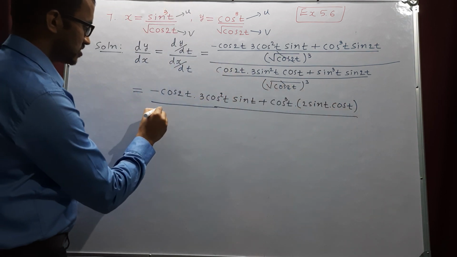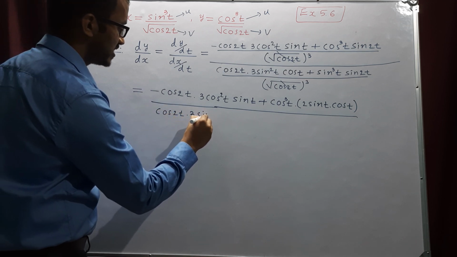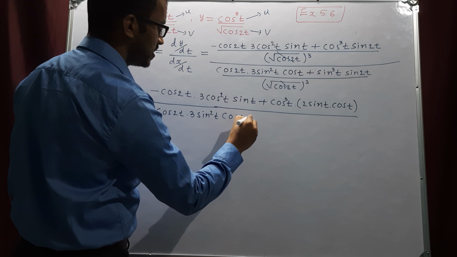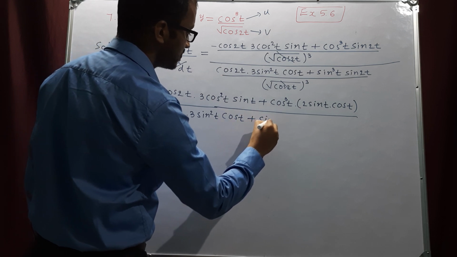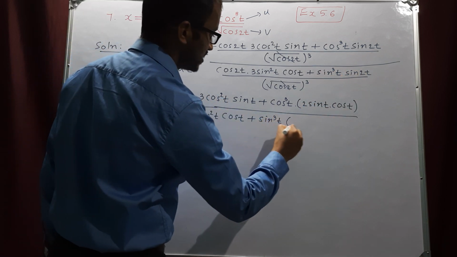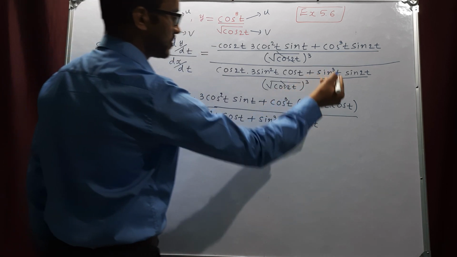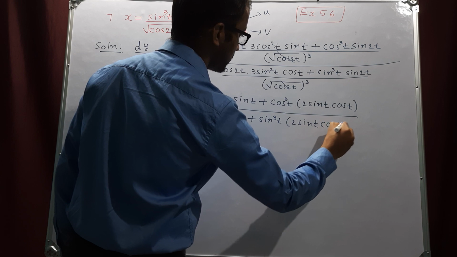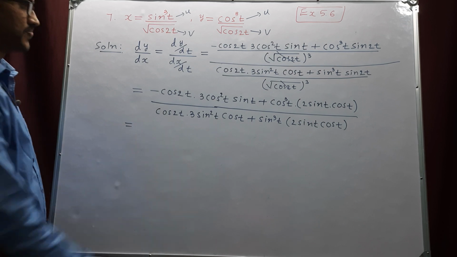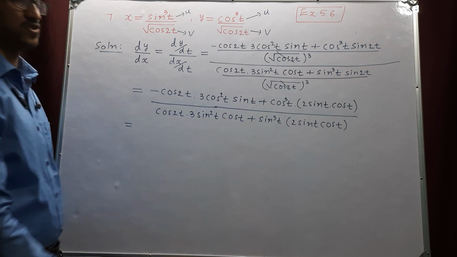so here that is cos 2t into 3 sin square t cos t plus sin cube t. Again sin 2t. Sin 2t can be written as 2 sin t cos t. So that is equals to, so we have used the formula here, sin 2a can be written as 2 sin a cos a.